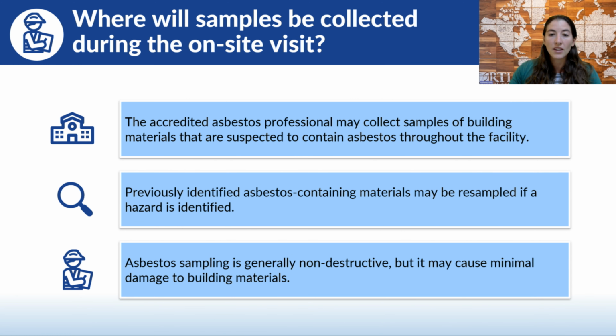During the on-site visit, the accredited asbestos professional may collect samples of building materials that they suspect may contain asbestos throughout your facility, such as ceiling tiles, floor tiles, insulation, and fireproofing material. If your facility has already been inspected for asbestos, but it was determined that an on-site visit was still needed, the professional may also resample building materials that are damaged and present a hazard. In general, asbestos sampling is non-destructive, but it may cause minor damage to sampled materials.